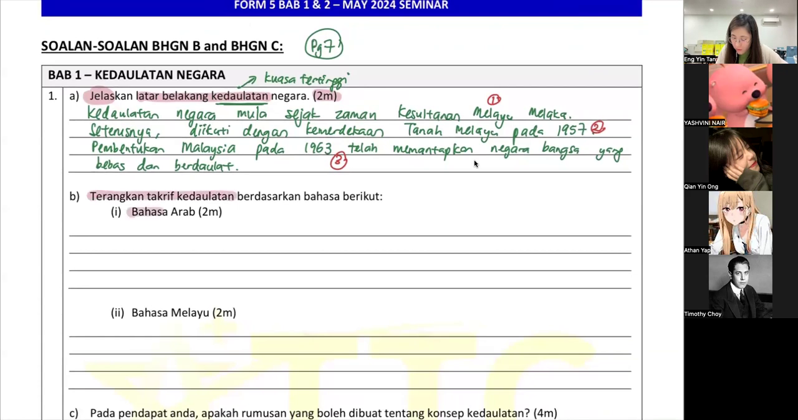Takrif. Explain the takrif in Bahasa Arab and Bahasa Melayu. 2 marks each. Super easy. You just tell me. Dalam Bahasa Arab, kedaulatan ialah apa? Perkataan come from the word daulah. So like this, you get 1 mark. Okay, but I want to be fast, so I continue my sentence. Yang bermaksud. Everybody, what's the meaning?